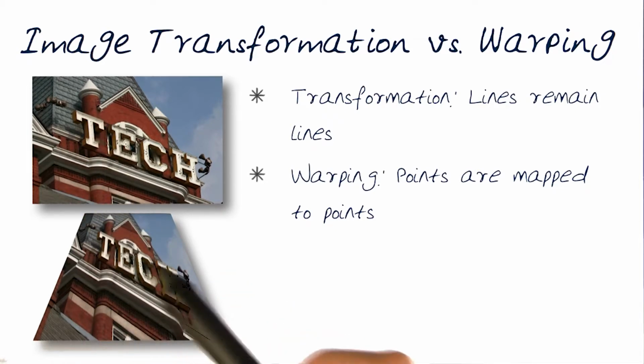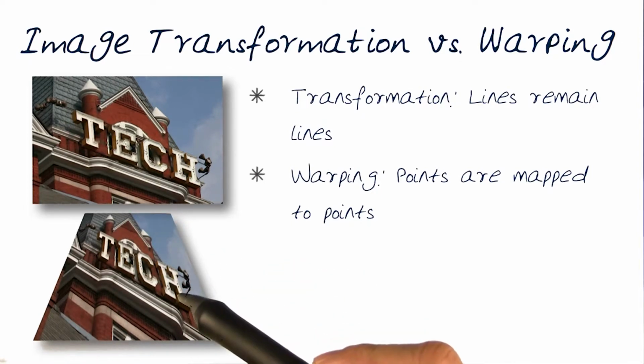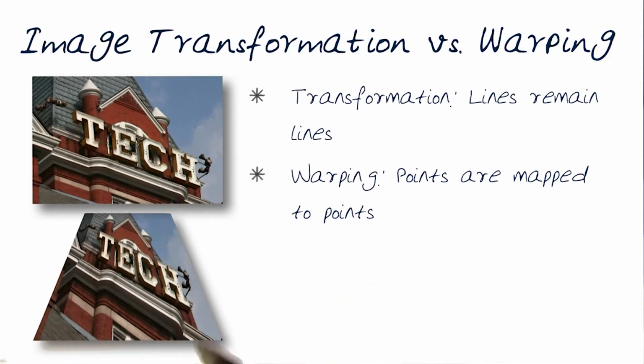In essence, all of the shapes remain consistent. Of course, there's stretching going on. H is a little bigger, but in essence, if you notice, all the lines remain lines. Warping basically comes down to when we want to take points on an image like this and map it to another set of points, and of course not stick to the constraint that lines remain lines.